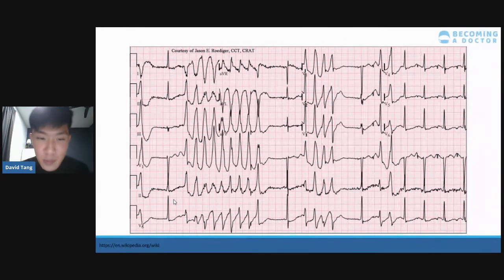Next one. Right, give it a try. So think about the P waves, whether there's any presence of P waves. Think about the width of the QRS complexes. How wide is the QRS? So we'll give you guys some time to write down your answers. And if you have any questions, I'm more than happy to clarify in terms of your ECG doubts.